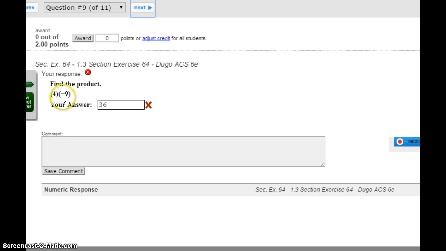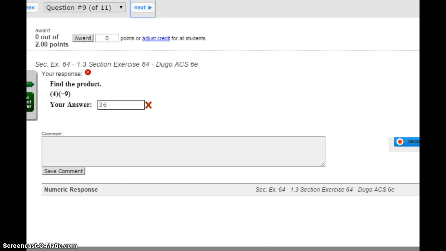This is a great rule to learn here. Whenever you have multiplication or division, every pair of two negatives will cancel themselves out. So 4 times -9, there's just one negative, so the answer should be -36.